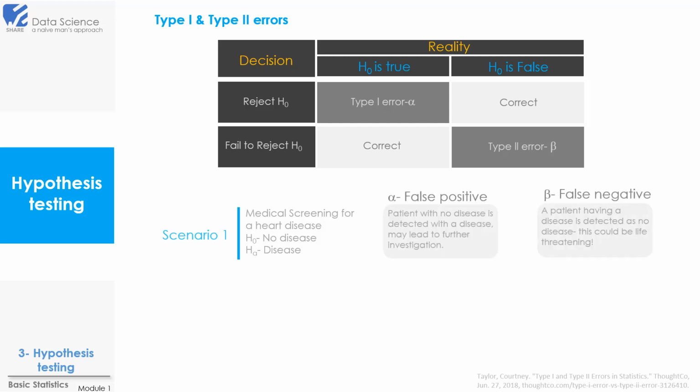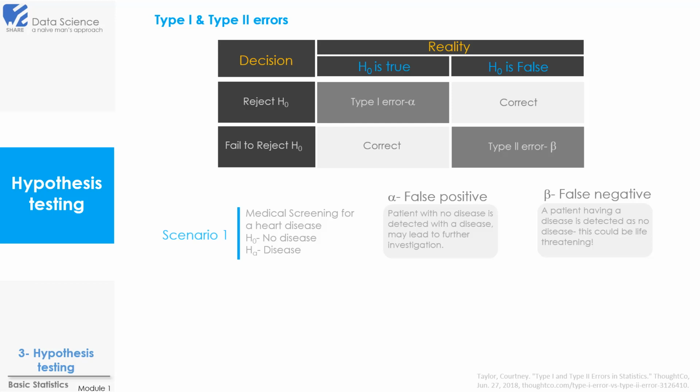So type 1 error is called a false positive and type 2 is called a false negative. We have a patient with no disease who is detected with a disease, and he or she may lead to further investigation. And under false negative, a patient having a disease is detected as no disease, which could be a life-threatening situation. Now you can remember this with the analogy of the same example.